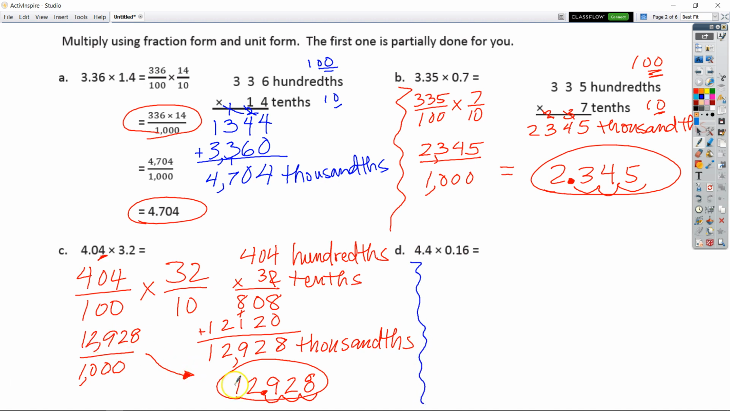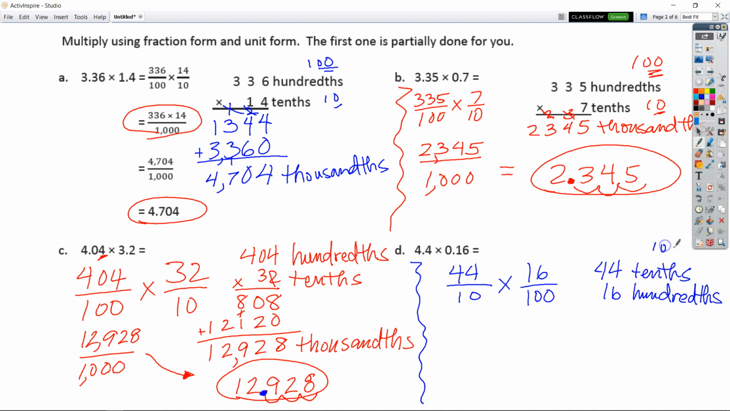Excuse me, the decimal would be in the place of where the comma is in our fraction. All right, looking at D, you have 44 tenths times 16 hundredths. So tenths has 1 zero, hundredths has 2 zeros. So that's going to be 3 zeros for our thousandths.